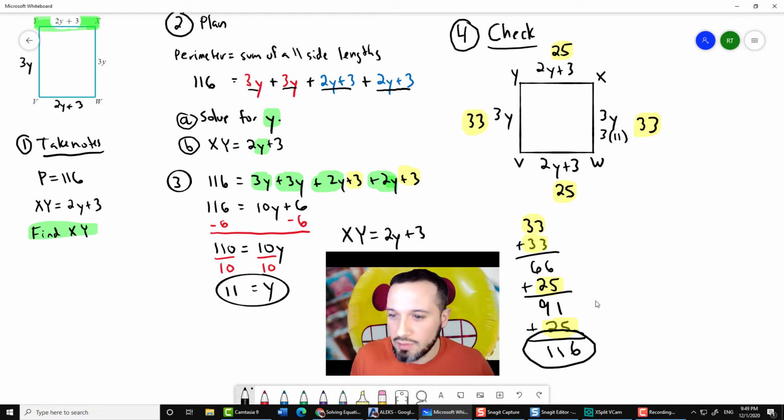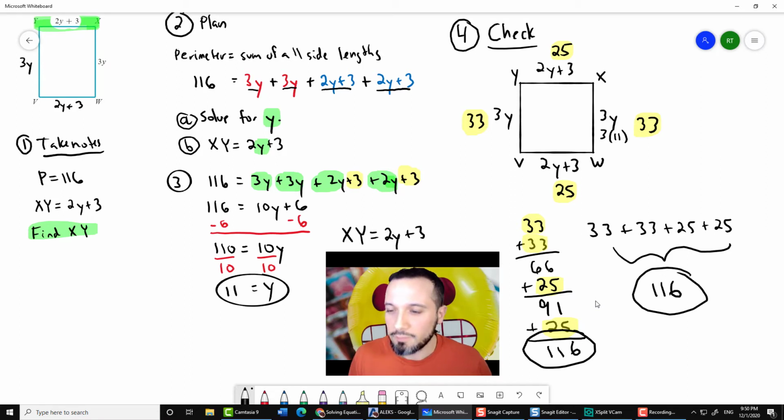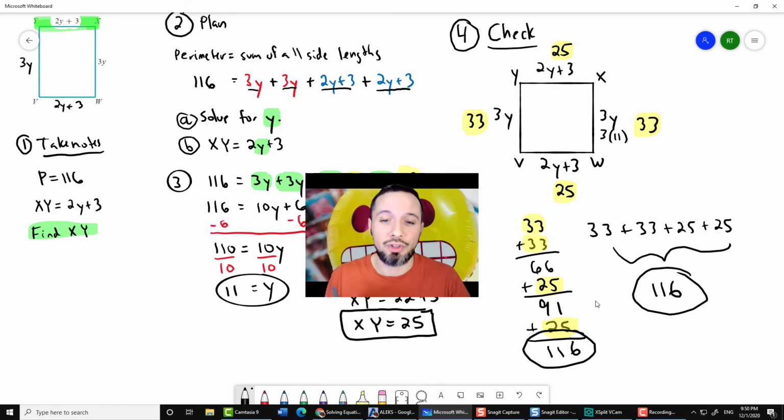I added them all together. And just in case that might have confused you, all I did was this. I added all the side lengths together, and when you add all this together, you get 116. Since the perimeter adds up to 116, then I'm 100% sure that XY is 25 units long.